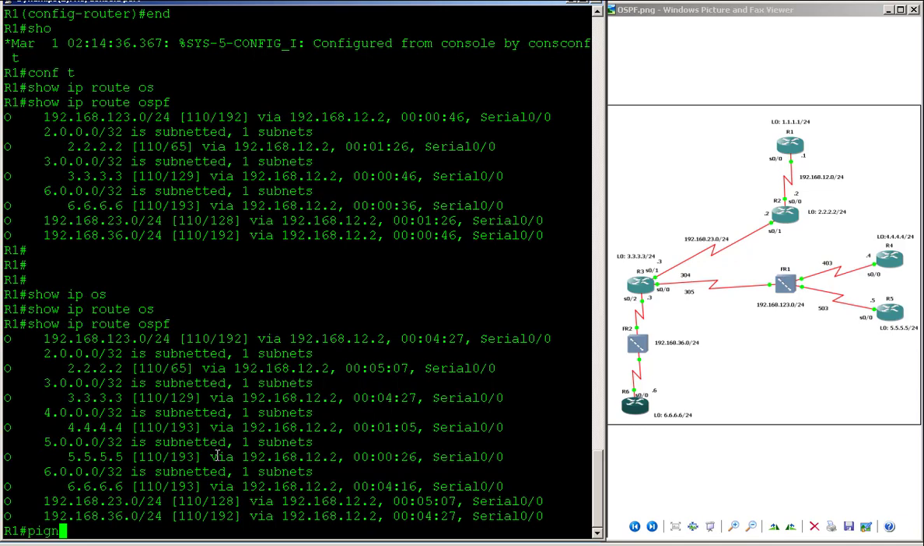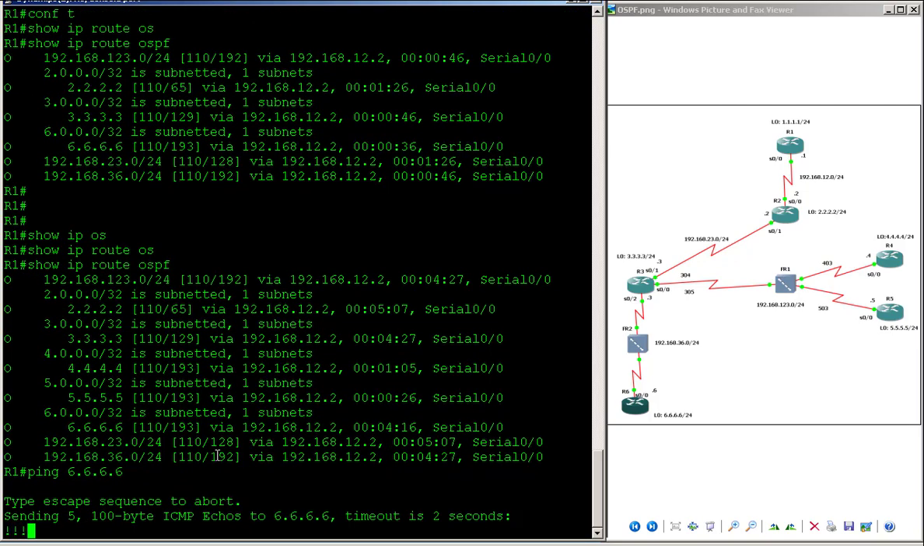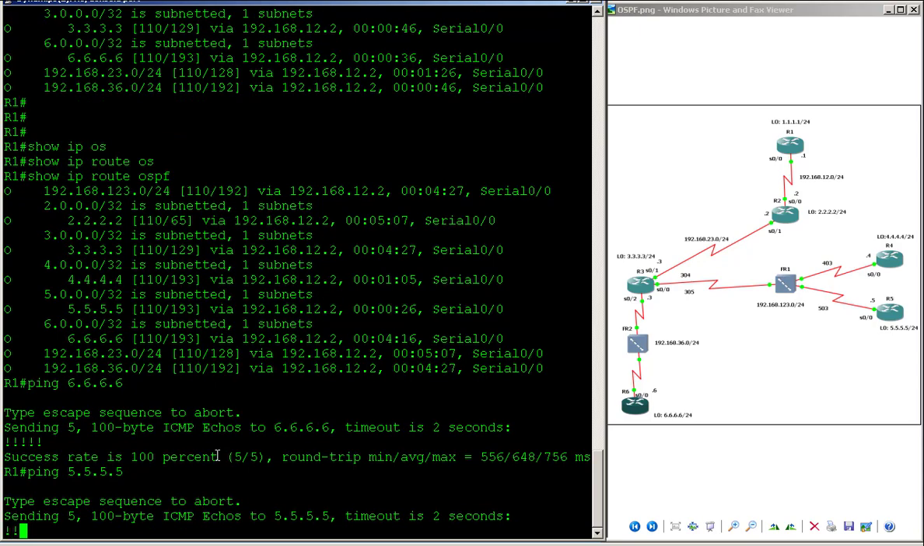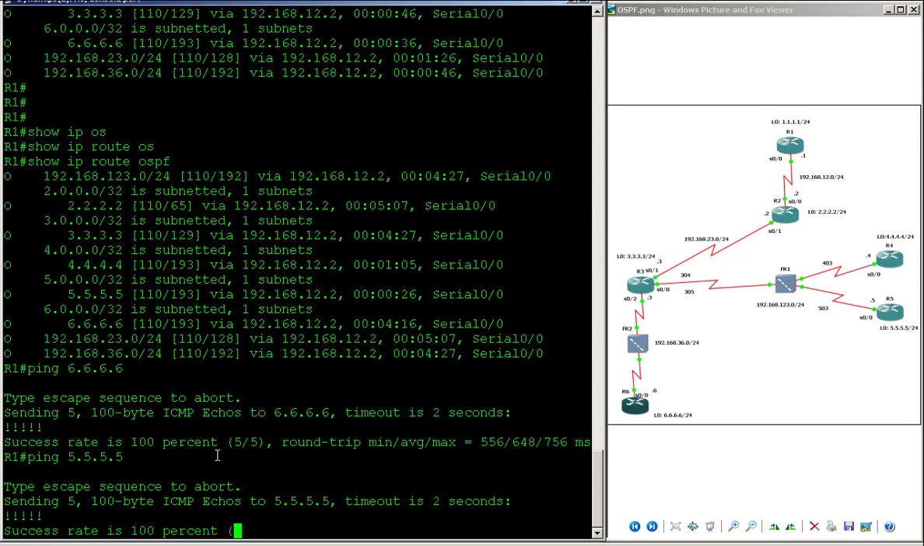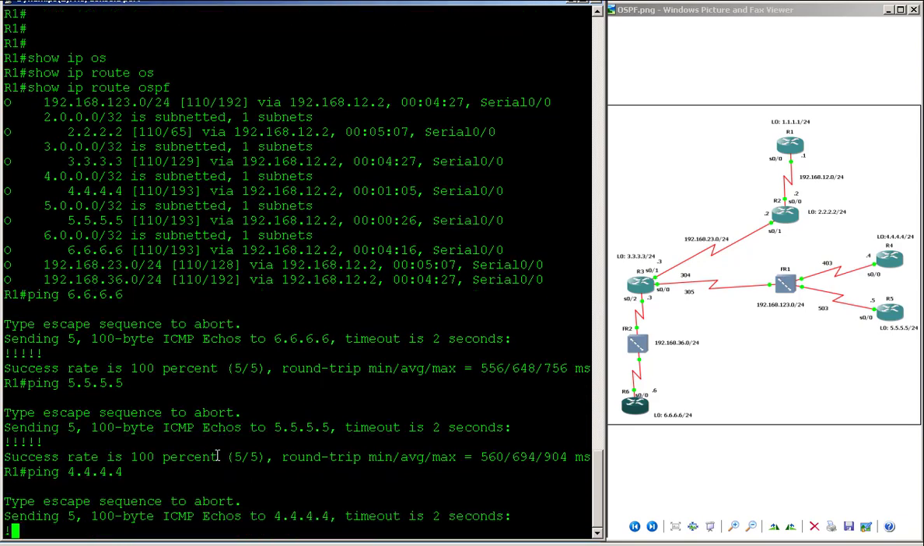If I do ping to 6.6.6.6, that will be fine, I think. Yes. If I do ping to the 5 and to the... you see, my computer is a little bit slow. That's because I'm recording the video.